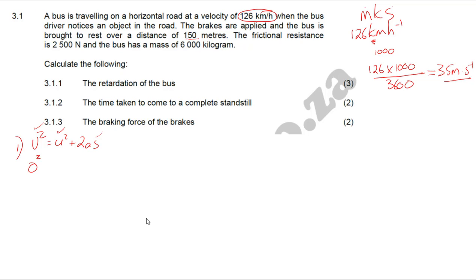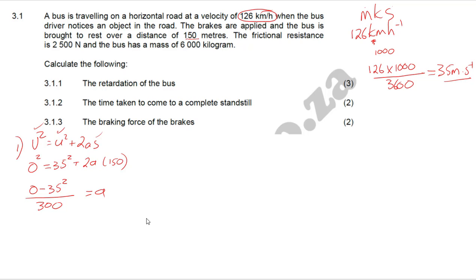0 squared, because that's the final velocity, it came to a standstill. The initial is 35 squared plus 2 times the acceleration times 150 meters. So we want to solve for acceleration. So acceleration will be 0 minus 35 squared divided by 300 is equal to A. Where does the 300 come from? 2 times 150 is 300.